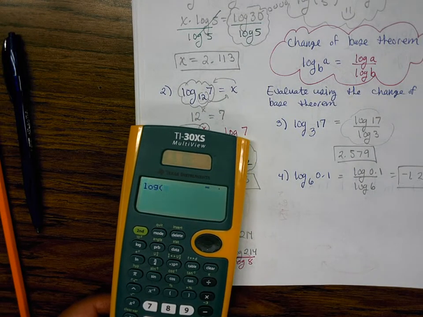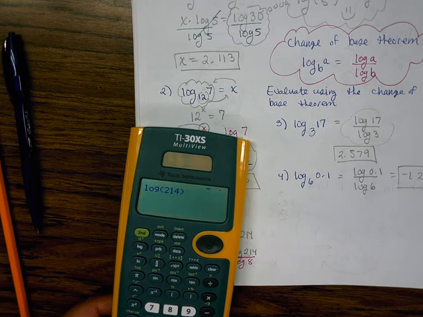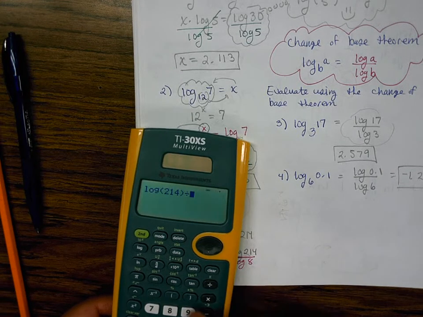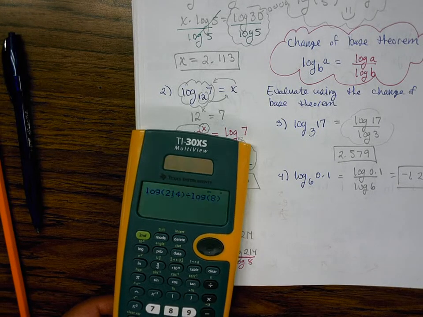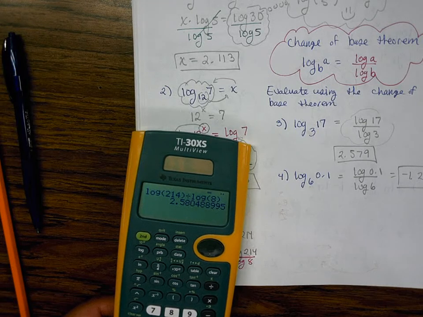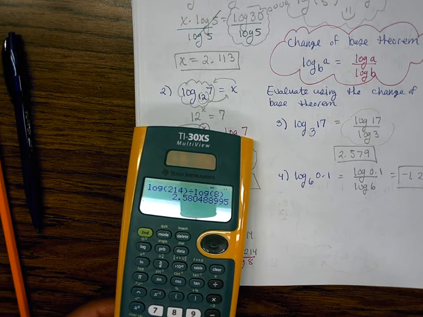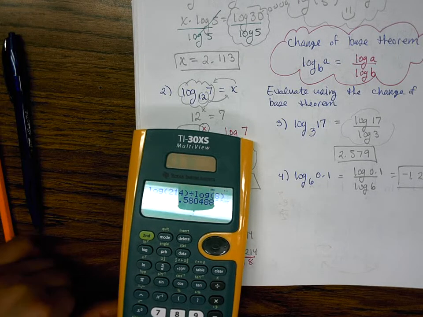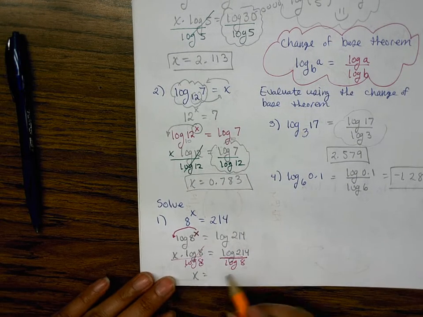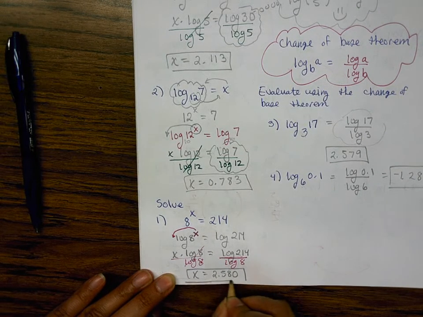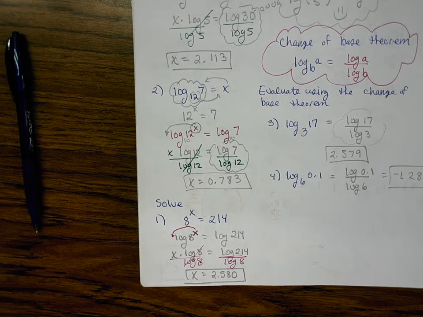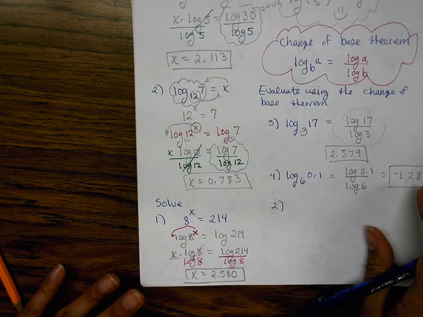All right, let's see if I can get this on screen. Log of 214, close parentheses, divide by log 8 equals 2.580. And yes, you put that 0. It's on screen. 2.580. And yes, you put the 0 to show that you rounded to 3 decimal places, and it was indeed 0. It wasn't just left off at the 8.